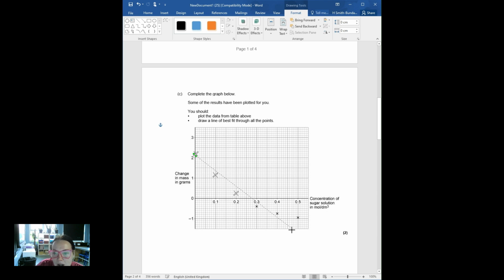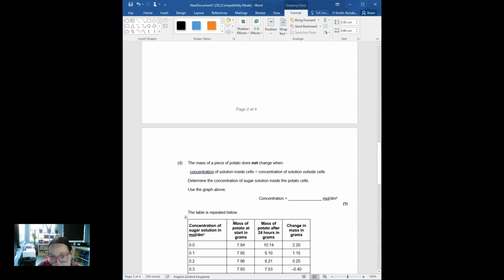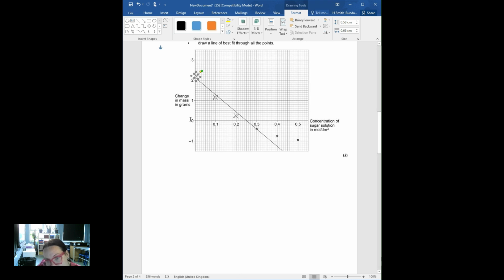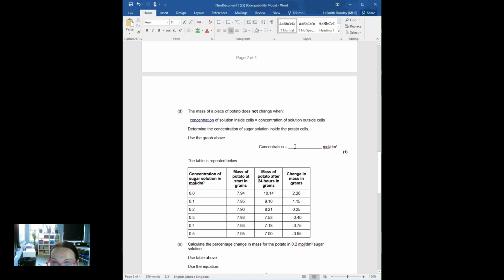Excellent. But it says plot the data from the table. Done that. Draw a line of best fit. Okay. So when you draw a line of best fit, you need to try and get your line through as many plots as possible. So I've got my line, and I can see there's 5 points, but I need to get through as many as possible. Okay. So I'm going to go for here because I've got it through 2, and there's 2 either side. Then it says the mass of the potato does not change when the concentration of the solution equals the concentration of the outside. Determine the sugar concentration. So you want the osmotic point. The osmotic point is on this 0.